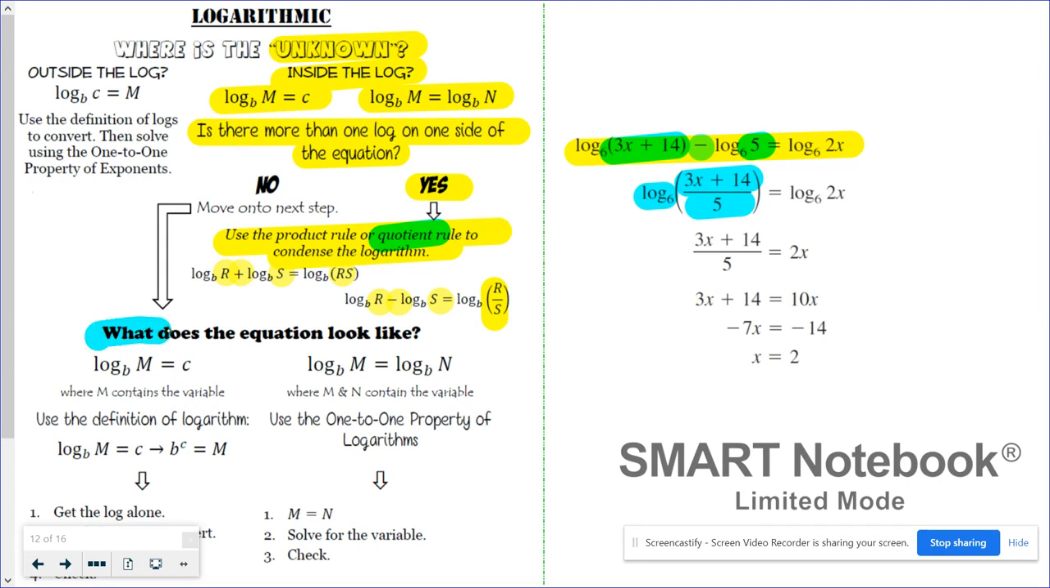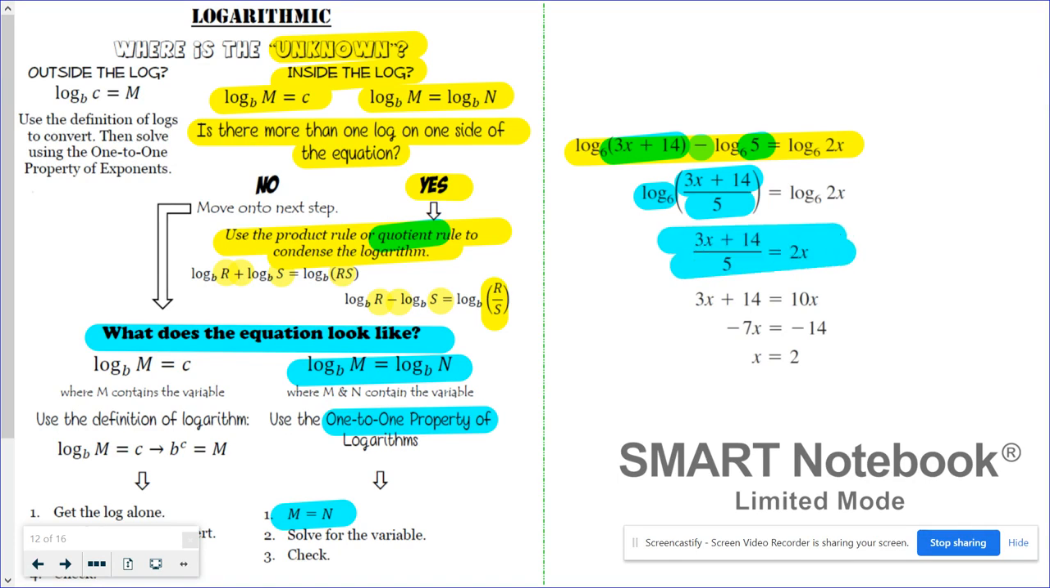And so that's where we come to this step in our flow chart. What does the equation look like? It looks like this, where we have logs on both sides. And so we're going to solve that using the one-to-one property of logarithms, which basically says that the insides are equal. So that's what they did here. The insides are equal, and then they solve for their variable. So they got x is 2, and then they check it, because remember, the inside of the log must be positive. Any log that's in the function or in the equation has to be positive when you plug that in. And so the 2 would work out.